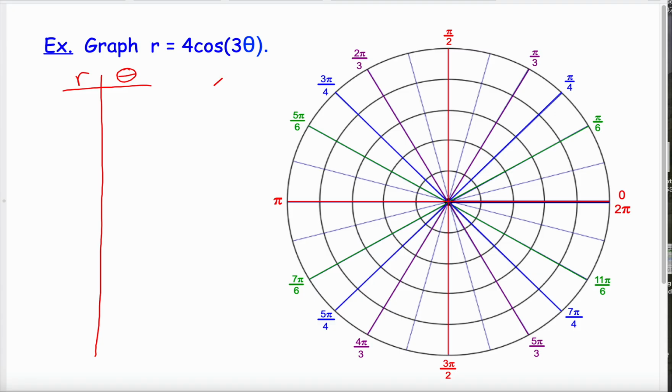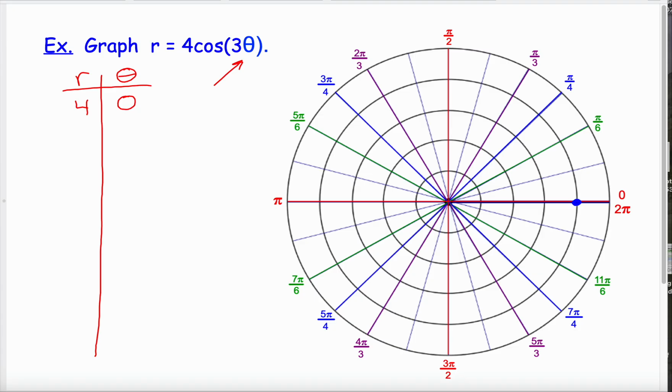I already know when I plug in theta, this time I'm going to have to multiply the angles by 3. So let's see what happens when I do that. I plug in 0, 3 times 0 is still 0. Cosine of 0 is 1. So I start off at the same point that I did before. At 0 radians, I go 4 units out for r.